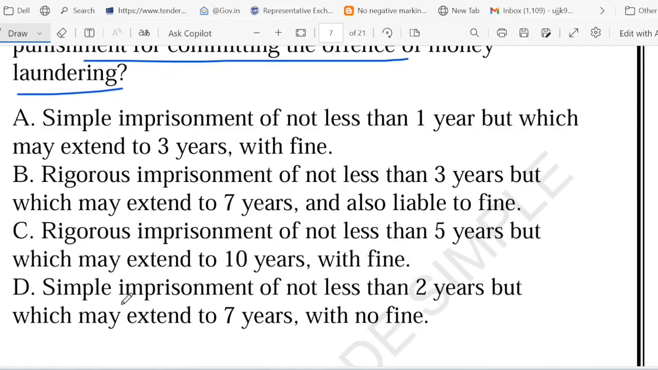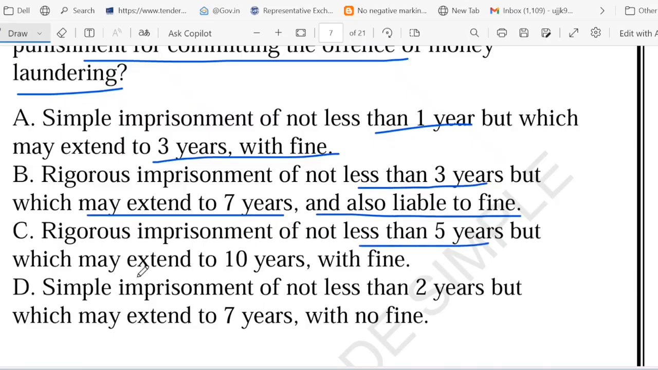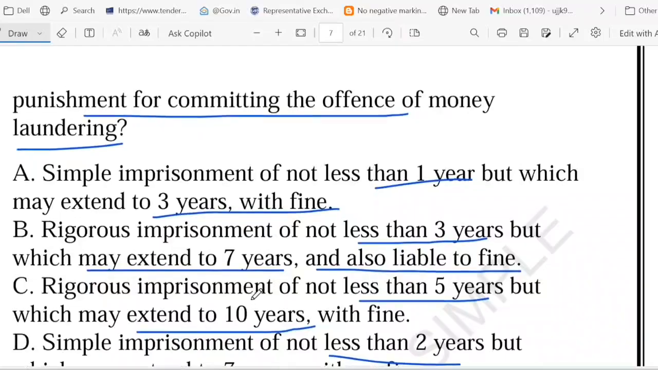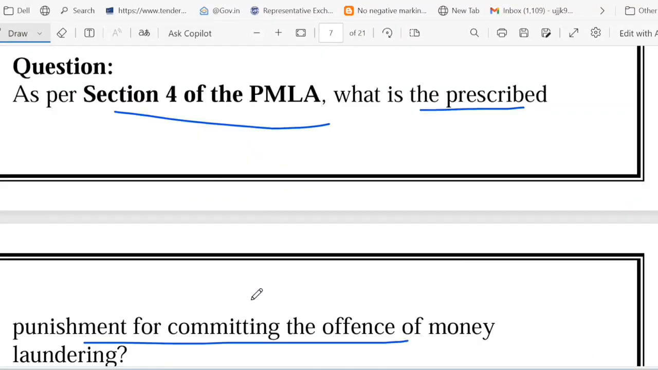So basically the first option says simple imprisonment of not less than 1 year, but which may extend to 3 years with fine. Option B says rigorous imprisonment of not less than 3 years, but which may extend to 7 years and also liable to fine. Option C says rigorous imprisonment of not less than 5 years, which may extend to 10 years with fine. And option D says simple imprisonment of not less than 2 years, which may extend to 7 years with no fine. So these are the 4 options that we have. Let's see the answer, option by option.